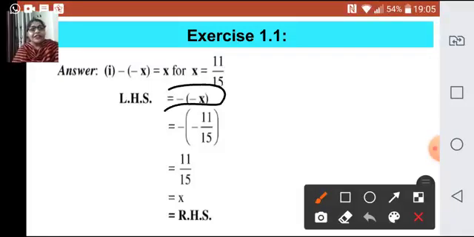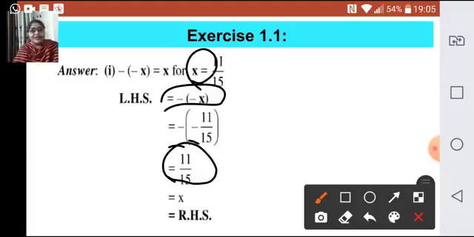Left hand side is given: negative of negative x, right? So here we will substitute the value of x. In the first one it was given 11 upon 15. So negative of negative 11 upon 15, which will be again minus. We have studied integers, children, everybody knows that. Negative into negative will be positive. So it will be positive 11 upon 15. Now 11 upon 15 was given to us as x. So it will be positive x. Hence we have proved that left hand side is equal to right hand side. That is, negative of negative x is equal to x for all the rational numbers.